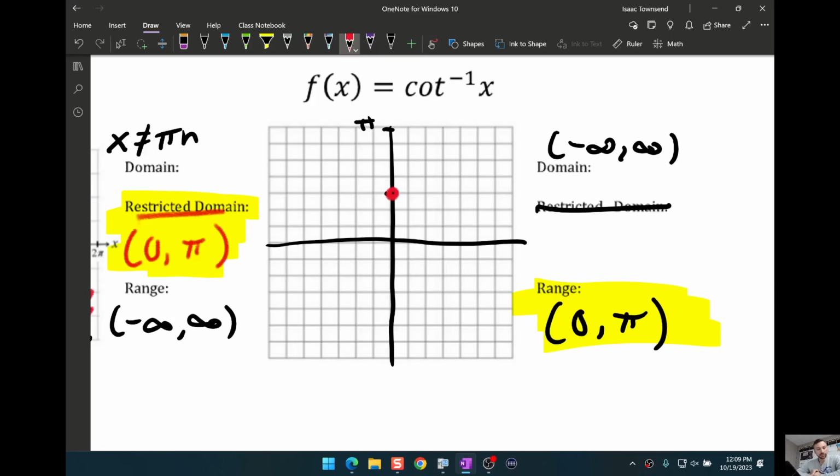Cotangent has a point 3 pi over 4, negative 1. So negative 1, 3 pi over 4. It's got a point pi over 4, 1, so 1, pi over 4. It's going to look like that. That matches its domain and range. And I'm sure those points are correct. The general shape of the graph should not change drastically. It looks kind of like it's been turned and flipped. It's still kind of the same shape though.